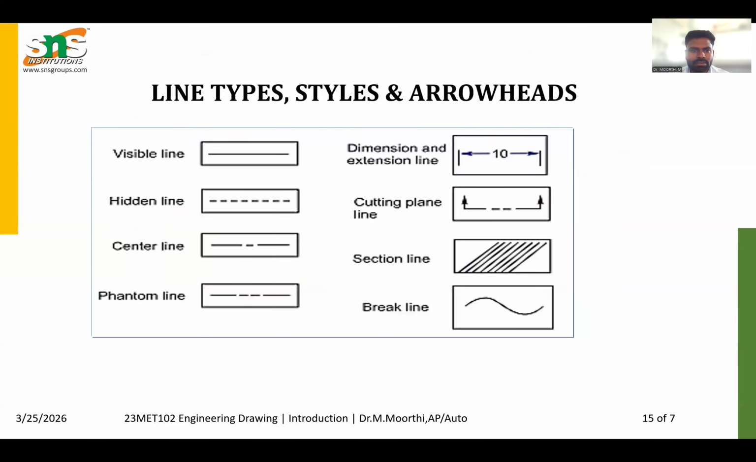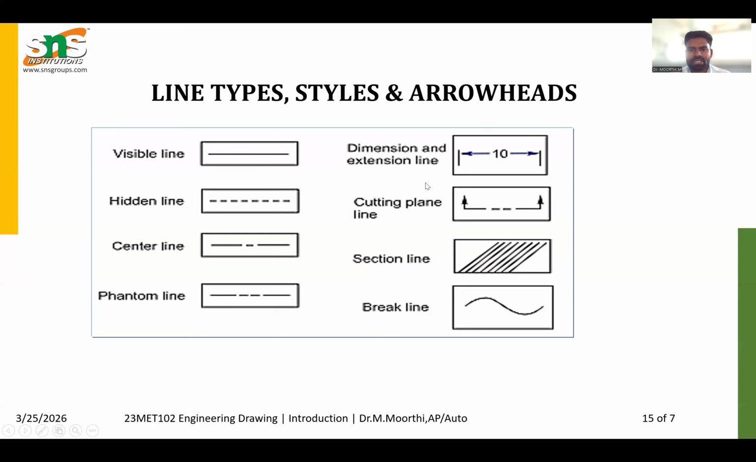We also have different types of lines along with styles and arrowheads. If a line is visible in one of the views, it should be shown as a continuous line. If it is invisible, and it is visible in the other views, we have to mention the hidden line. A hidden line means the lines are invisible. To mention the center line or axis, we can use the center line.